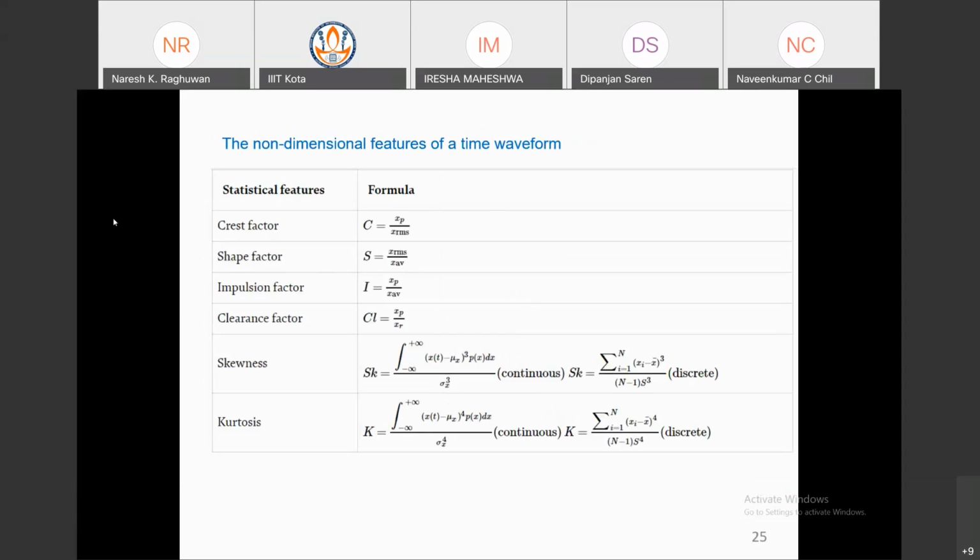Non-dimensional, you can also put a crest factor, a peak value upon RMS value. So for the crest factor, the peak value is there. If some impact is there, the peak value will be higher. So if impacting is there, the crest factor will be a good indicator for that. Impulsive factor, clearance factor, shape factor, skewness for the distribution, kurtosis, you can see these are some parameters. Generally we are using these in the time domain form.